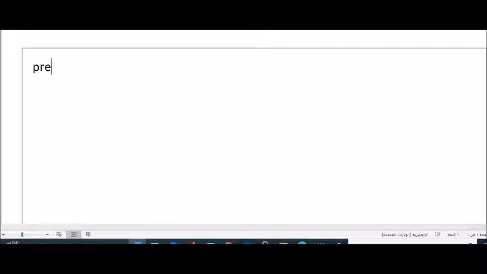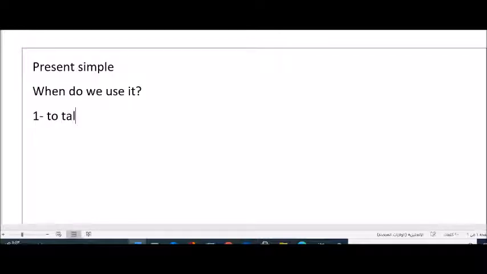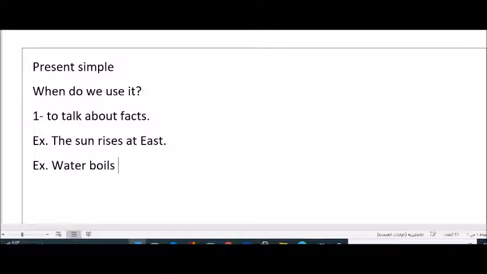Today we study present simple. When do we use it? Number 1, to talk about facts. Example: the sun rises at east. Another example: water boils at 100 degrees.